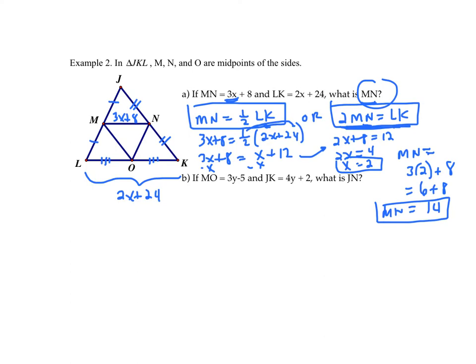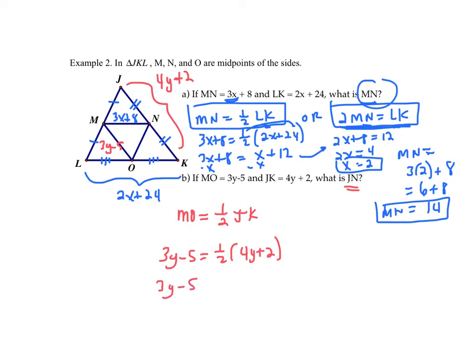All right, in our last example, part B, it says if MO equals 3y minus 5, and JK, that's this side, equals 4y plus 2, we have to solve for JN. So again, we're not going to stop when we find the value of y. We have to follow it through and find the length of JN. So again, the relationship is that MO, the midsegment, is equal to half the third side. So it's equal to half of JK. So 3y minus 5 equals 1/2 of 4y plus 2.